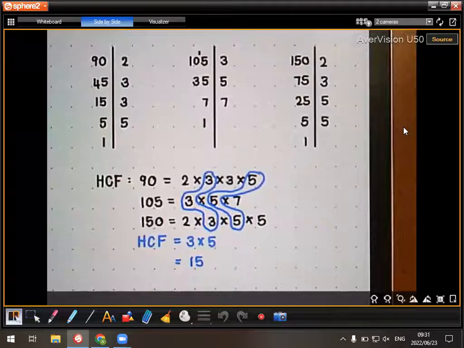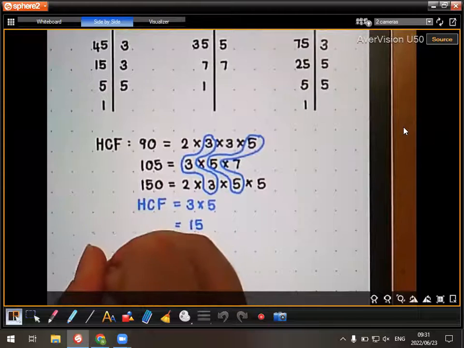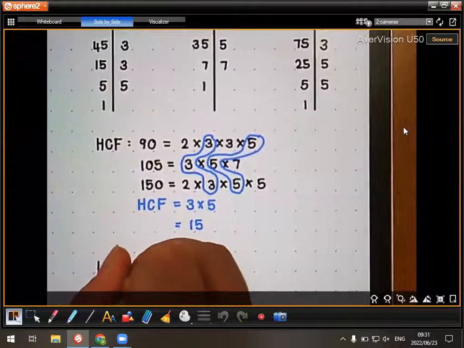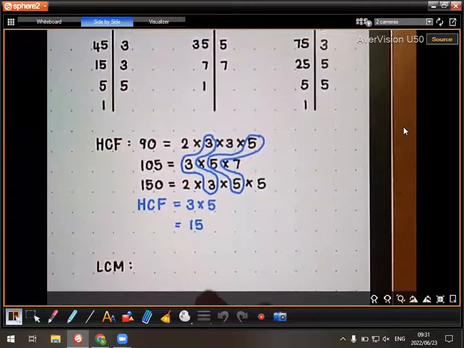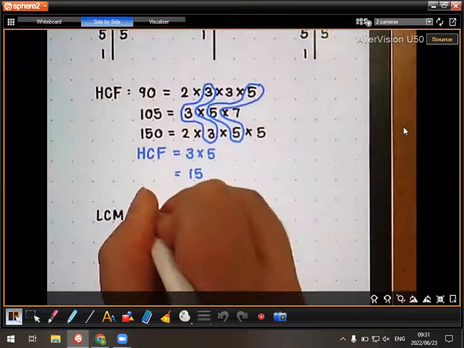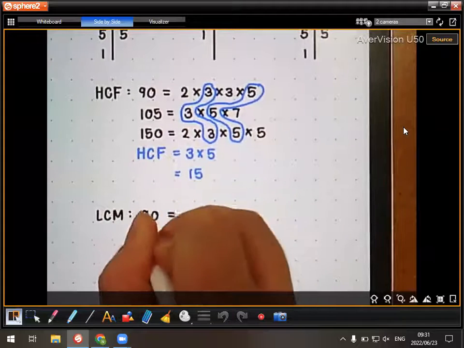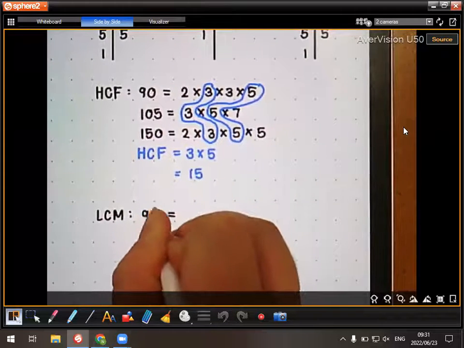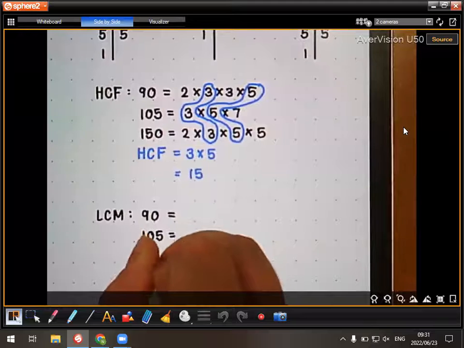All right, are we fine with that? Let's do LCM quickly, and that is the tricky one. So we're going to write them all in, lined up. So 90, 105, and then 150.